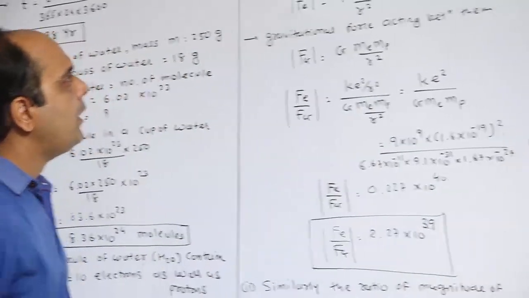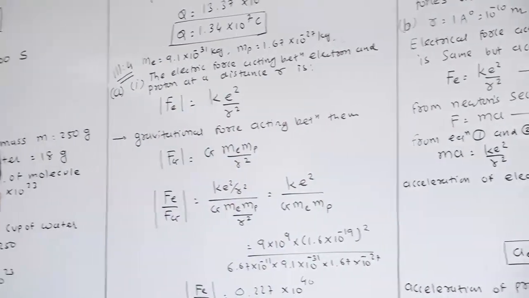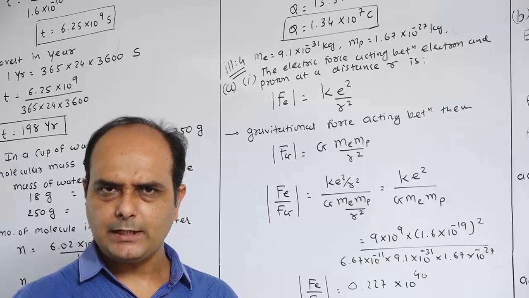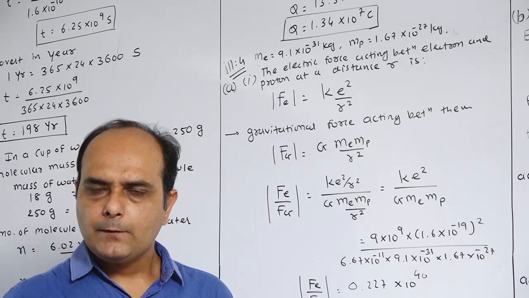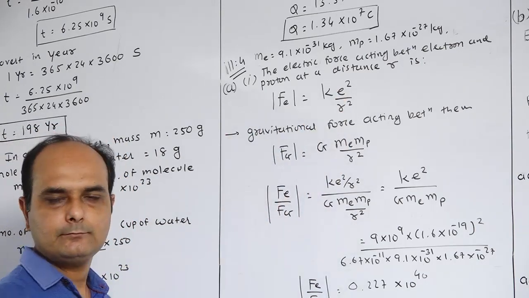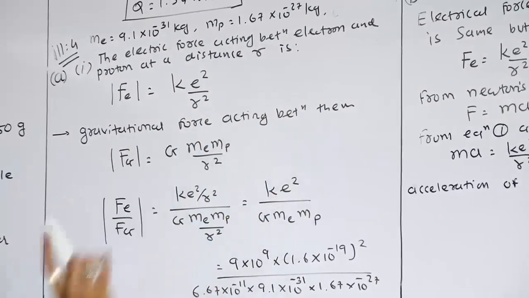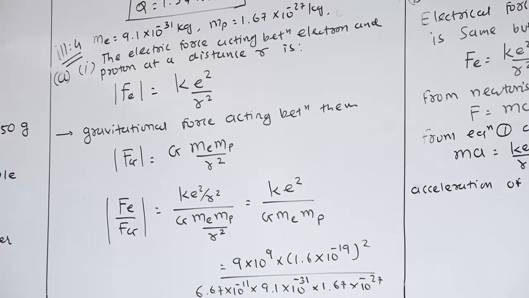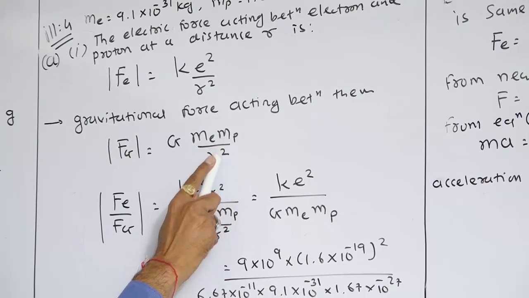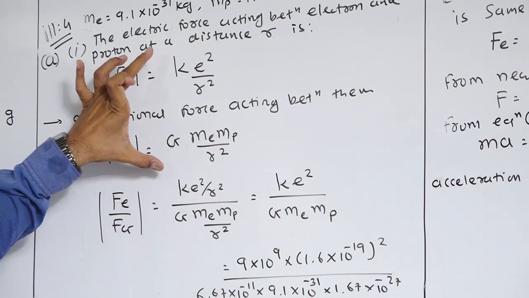Now, consider the electrical force acting between the electron and proton at a distance r. We know very well the charge on the electron and the charge on the proton have the same magnitude. Therefore, the electrical force acting between them is given by K e square by r square. And the gravitational force acting between the electron and proton is Fg is equal to capital G, mass of electron into mass of proton by r square. Now what changes take place? First case, it is for the electron and proton.